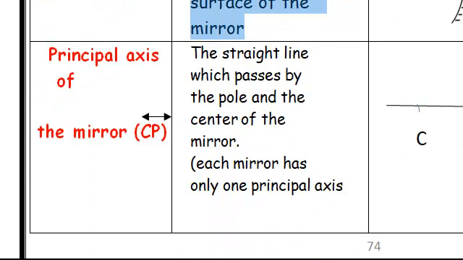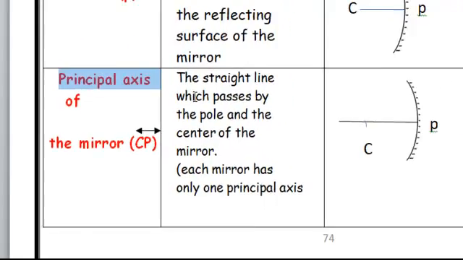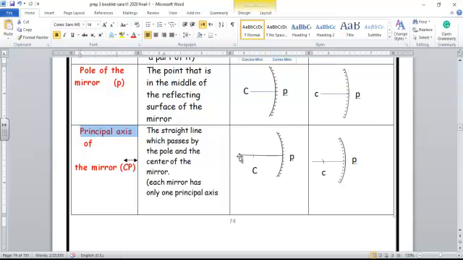We have a straight line which is very important, we call it the principal axis. A principal axis is the straight line that passes through the center of curvature and the pole. Again, it's very important, it is not the distance between them. The distance between the center of curvature and the pole we call the radius. But the straight line that passes through the center of curvature and the pole, we call the principal axis. And we have only one principal axis, by the way.